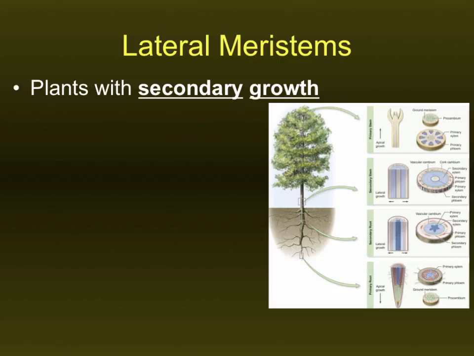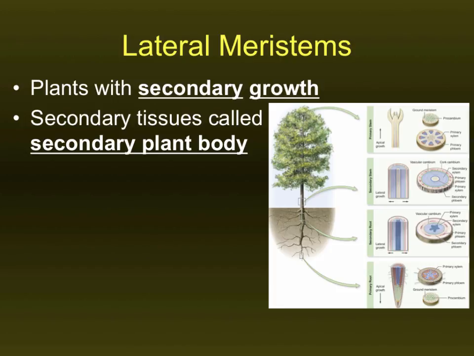Lateral meristems, again, are what produce secondary growth, and secondary growth, again, is growth in diameter. Not all plants do this, but for plants that do, secondary growth from lateral meristems results in the production of the secondary plant body, which in most cases is made up of what's called secondary xylem, secondary phloem, and cork cambium.